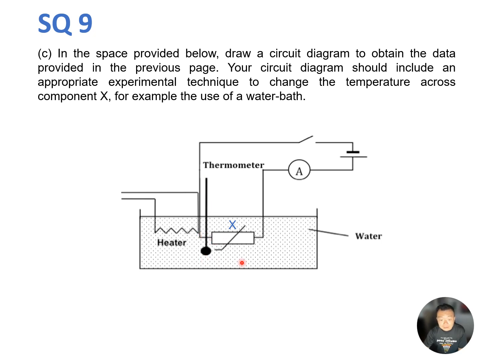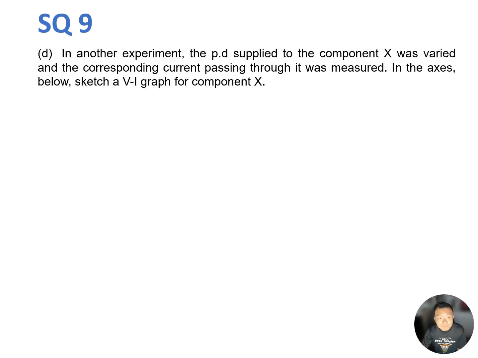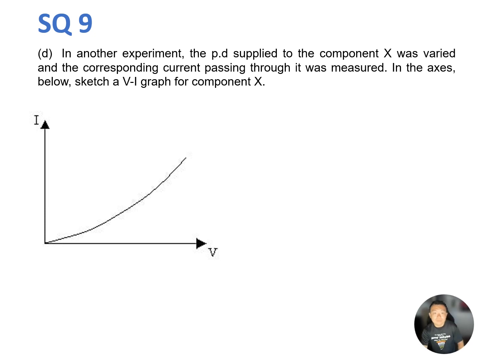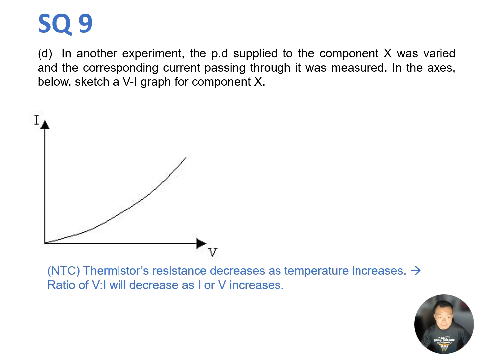Remember to include a voltmeter across component X. And for this, just know and memorize the IV profile of a thermistor. As temperature increases, which means current increases, the resistance will decrease. So the graph actually gets steeper and steeper when resistance decreases, like over here.